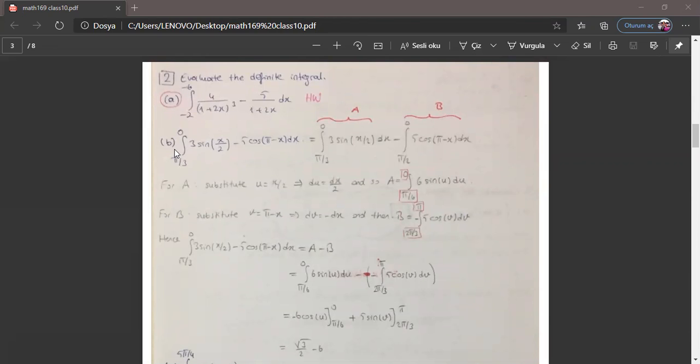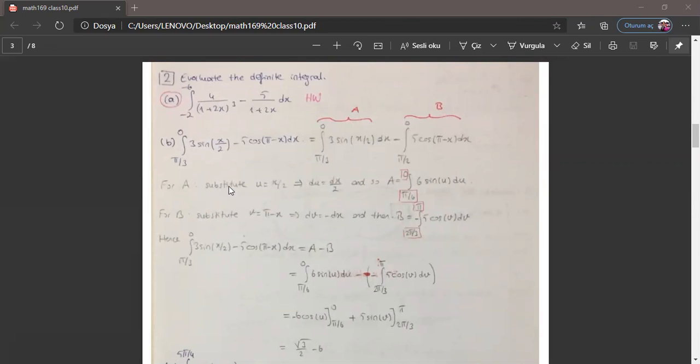For this second part, we rewrite it in this form. Okay, remember, if we have something f plus g, we can write it as two integrals. So we have this. Now what do we do? We have two parts, two integrals.